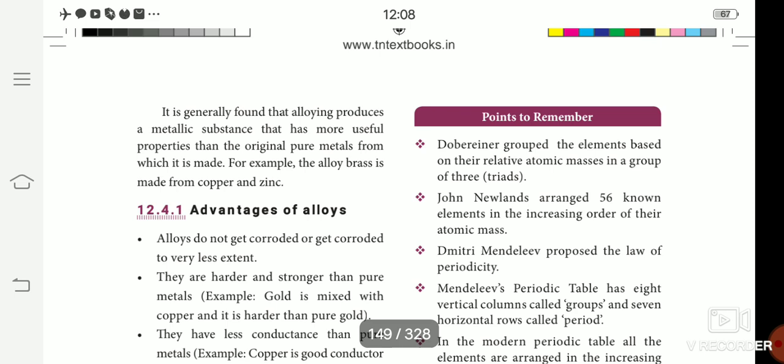Amalgam is one of the alloys. Mercury metal is added to another metal, and that is called amalgam. Dental filling amalgam is an alloy. Amalgam is used as a dental filling agent. So these are the advantages of alloys.